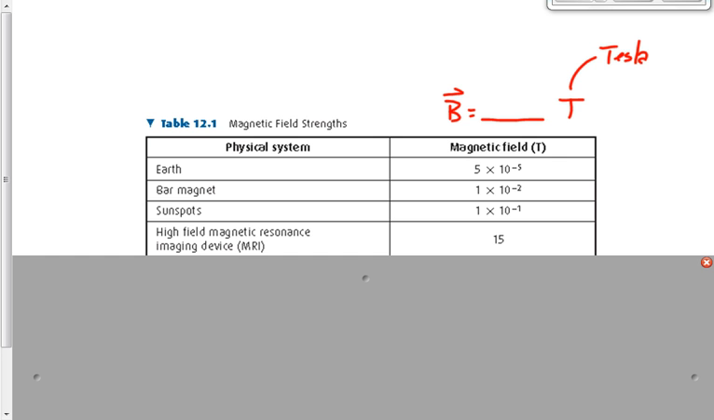Why is that an issue? Why are they asking you that question? You ever had a chunk of metal in your eye? Why is that a big deal?